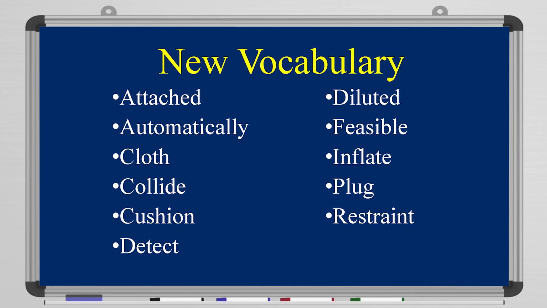So, we have here attached, automatically, cloth, collide, cushion, detect, diluted, feasible, inflate, plug, and restraint. So those are the vocabulary items that we are going to talk about today. As we previously saw, we're going to show you a picture and then we'll see what's the best corresponding word to it. So let's take a look at the first picture here.